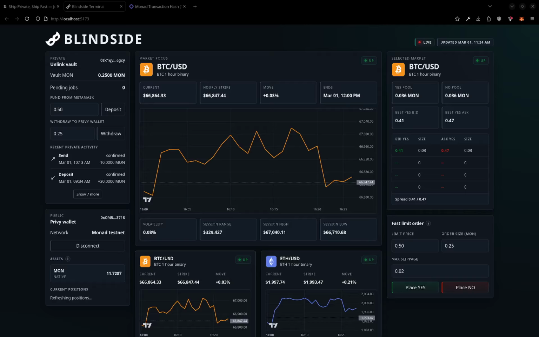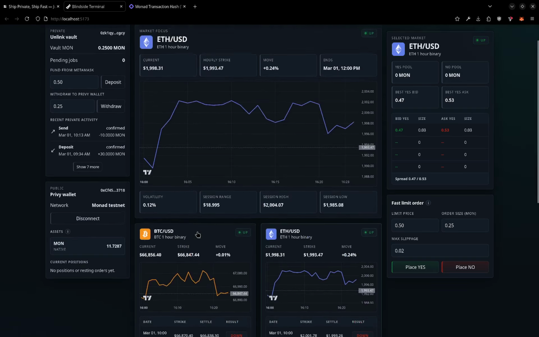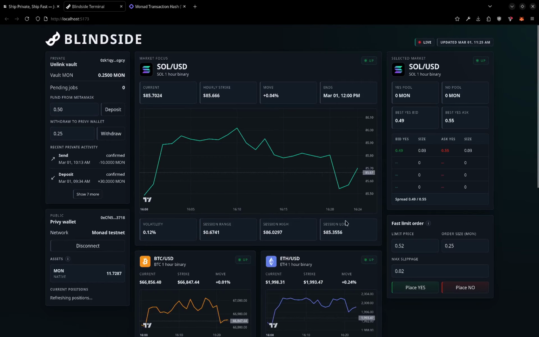Today, I'm demoing Blindside, a private prediction market terminal built on Monad testnet. Before the product itself, the motivation is important. A professional trader may need to protect an active strategy, a founder or executive may need to avoid signaling, a treasury manager may need to keep risk exposure private, and any high visibility operator may need to avoid leaking every move on a public ledger.